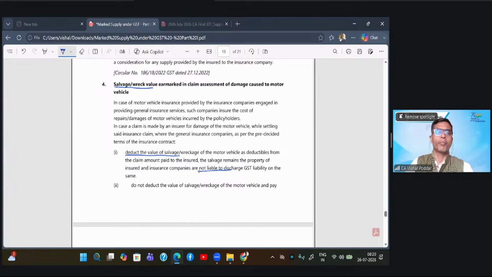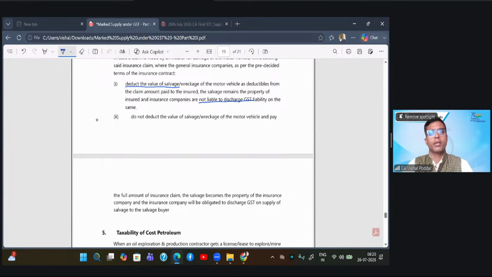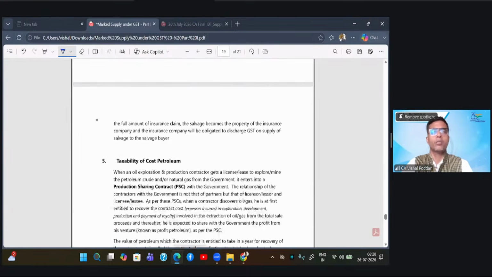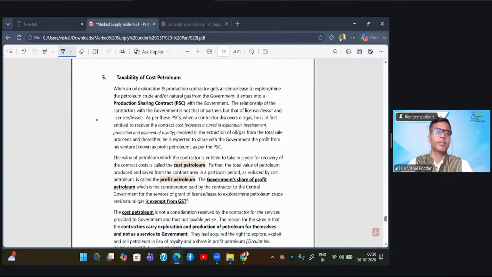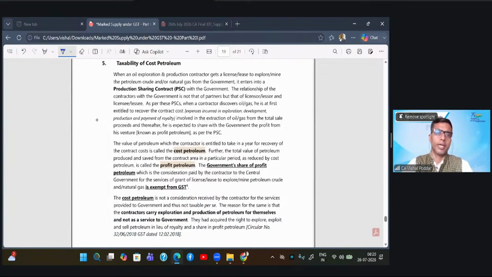The answer is no. Because when you have insured a particular asset, the entire asset along with its salvage is now the property of the insurance company. The insurance company is going to make the amount of claim to you anyway. So whatever salvage you are returning or giving to the insurance company is what belongs to them, and there is no GST on that.